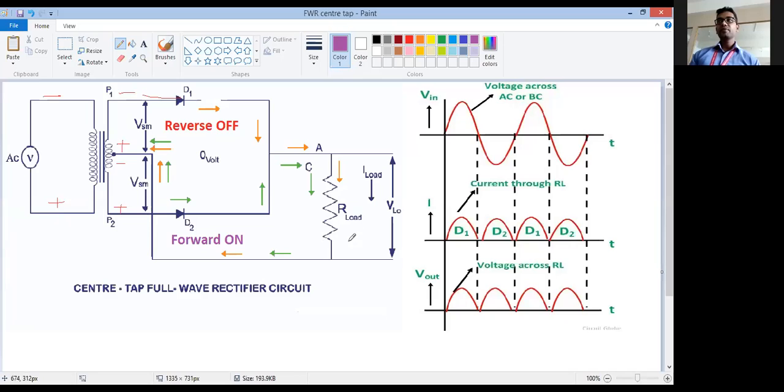But see, through this RL, in the first condition, see the orange line, it is from top to bottom, correct? And this green line also, it is from top to bottom, correct? Na? So see, this is top to bottom, and this is also top to bottom.